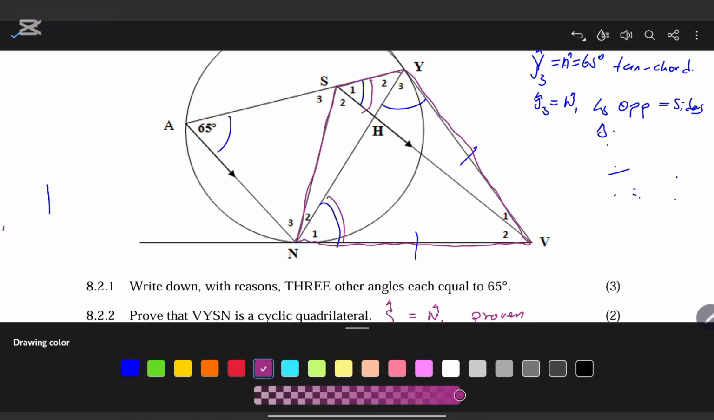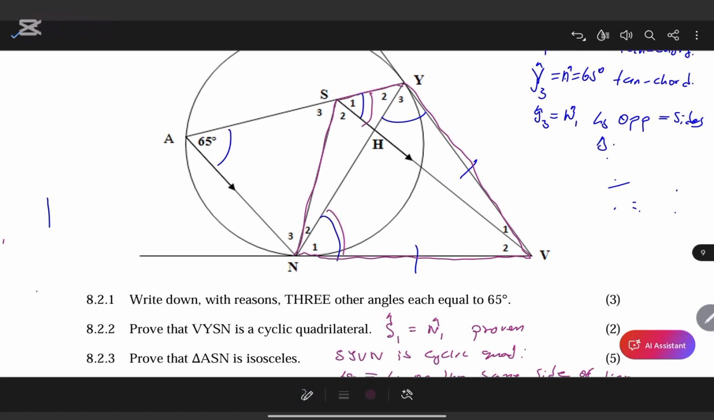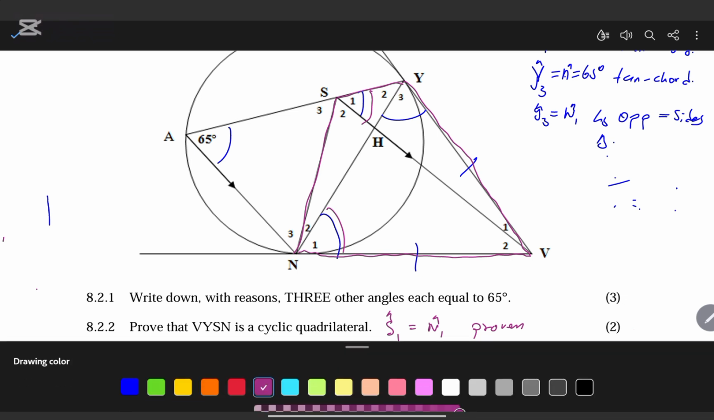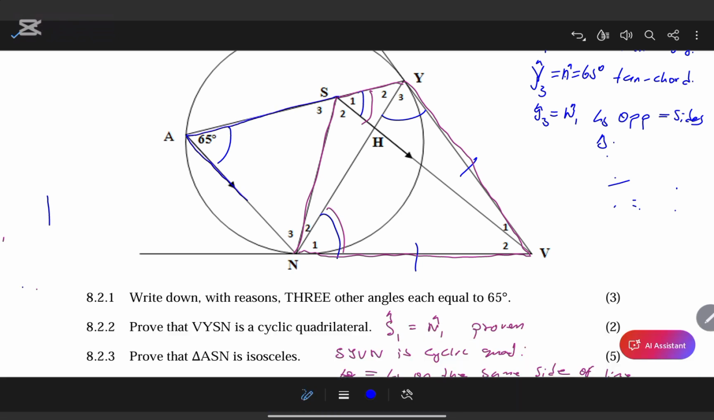Now, let's look at the next question. Prove that triangle ASN is isosceles. Now, they want you to prove that this triangle here, ASN, is an isosceles triangle. Now, in order for us to prove that, we just need to find two angles that are equal in this triangle. One, we know that the quadrilateral SYVN is a cyclic quad.